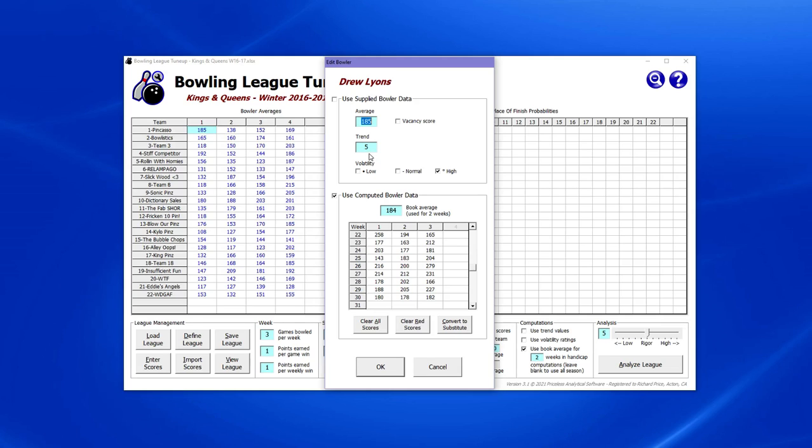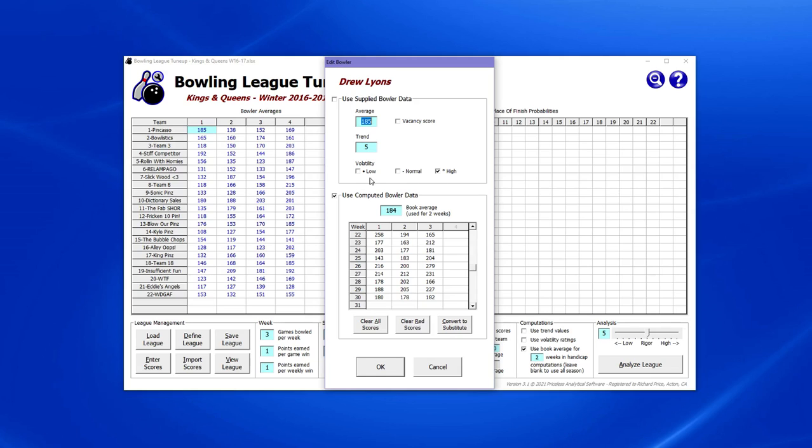A positive trend means the bowler outperformed his or her normal established skill level, and a negative trend means the bowler underperformed. As you might guess, in a handicap league, a positive trend will enhance or help a team's chances in the league. Negative trend will hurt a team's chances in the league.